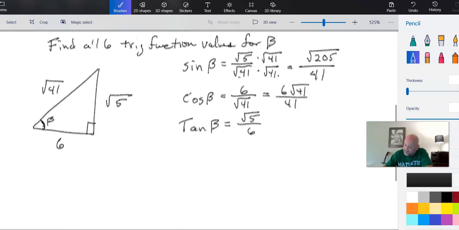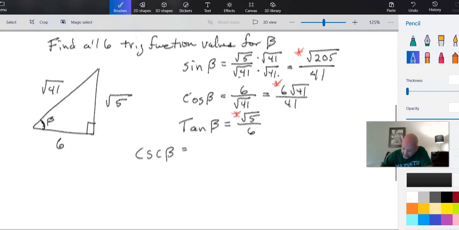Right? So we have 3 function values here now. I have this one, and this one. And what we need to do is find the reciprocals to get the other 3. So the reciprocal of sine is cosecant.